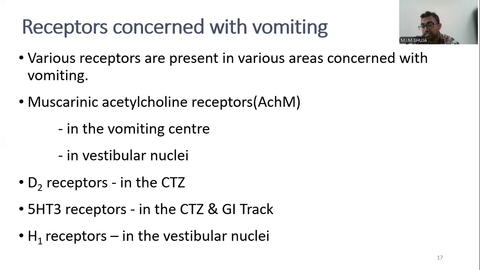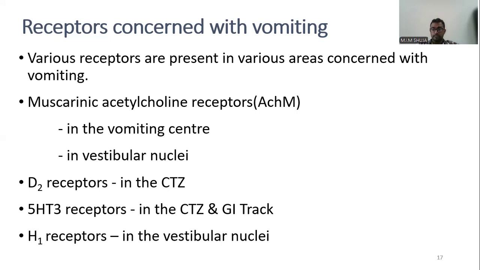Third, we have the 5-HT3 receptors or serotonin receptors. They are found in both the chemoreceptor trigger zone and the gastrointestinal tract. In the gut, irritation or injury can cause release of serotonin from enterochromaffin cells. This serotonin stimulates vagal afferent nerves and sends signals to the vomiting center. The serotonin receptors are very important in vomiting caused by chemotherapy, radiotherapy, gastroenteritis, and post-operative status. That is why 5-HT3 antagonists such as ondansetron are very effective antiemetics in post-op patients.